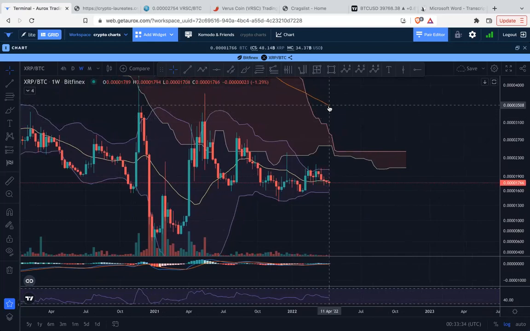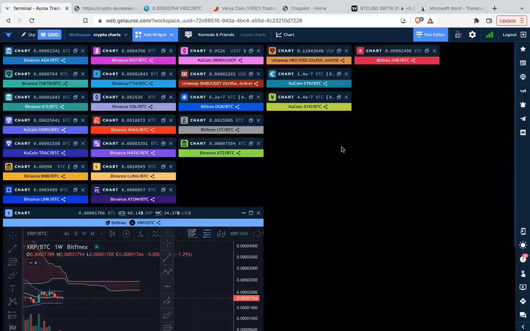200-week moving average is all the way up here. So can it magnet up there and get rejected up there? That would be very interesting. Okay, that's it for XRP.